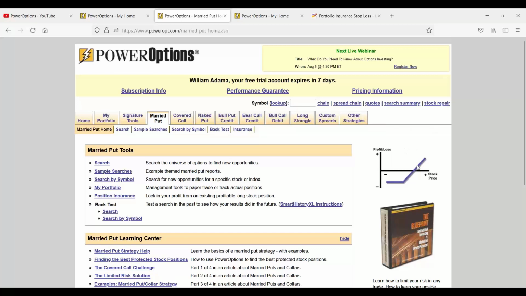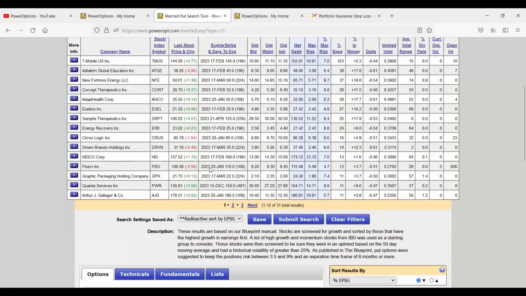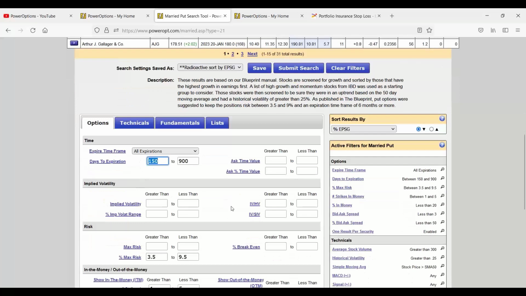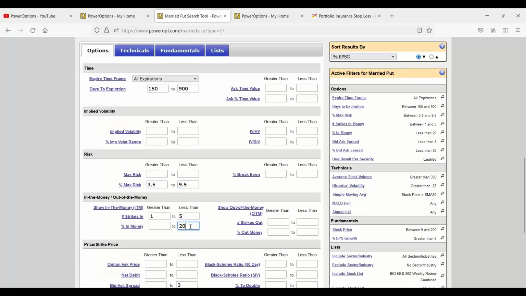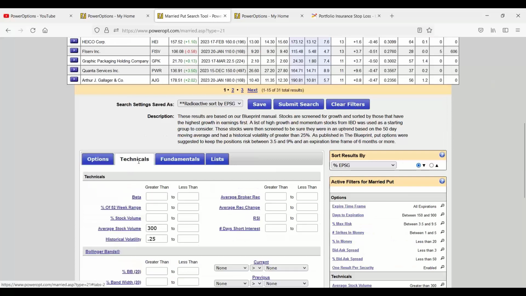Proper position sizing, the red line, radioactive decay line, time decay curve, essentially. We don't want to buy things that are only 10 or 14 days out in time because of the rapid time decay. We want to be further out for that slower time decay, and the at-the-money bell curve. And of course, the basic criteria that we use when we open our married put positions, you can see right here, radioactive sorting by earnings per share growth, looking for puts at least 150 days out in time, controlled risk between 3.5% to 9.5%, not going more than 20% in the money. And then we have our technicals that we're using.